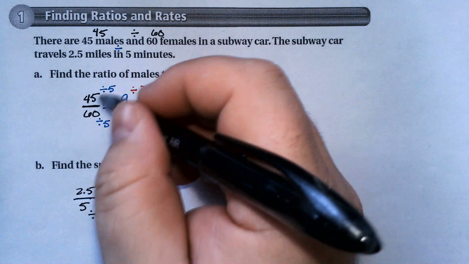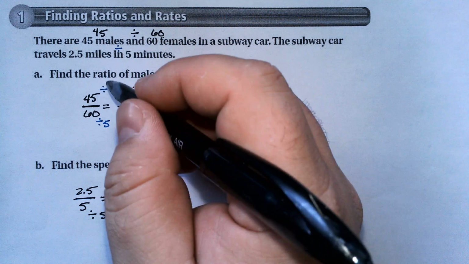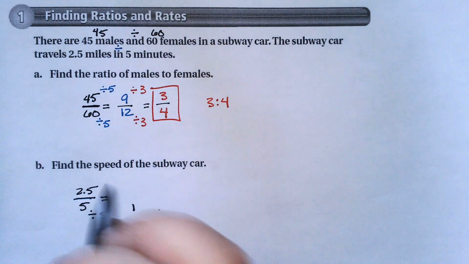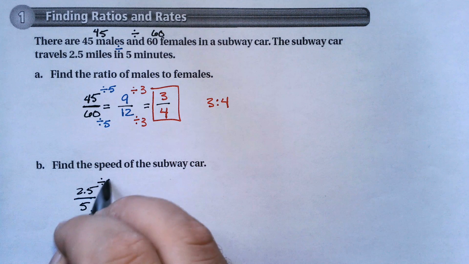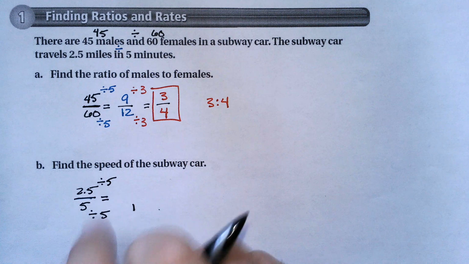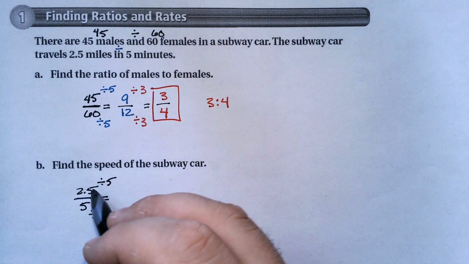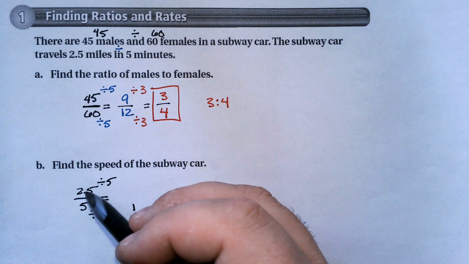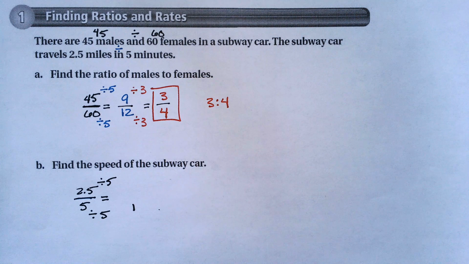And just like above, whenever I took 5 out of the denominator, I took it out of the numerator. When I took this 3 out of the numerator, I had to take it out of the denominator. So I'm going to do the same thing up here. If you notice, what's actually happening is I'm basically just converting this to a decimal by taking the numerator divided by the denominator.